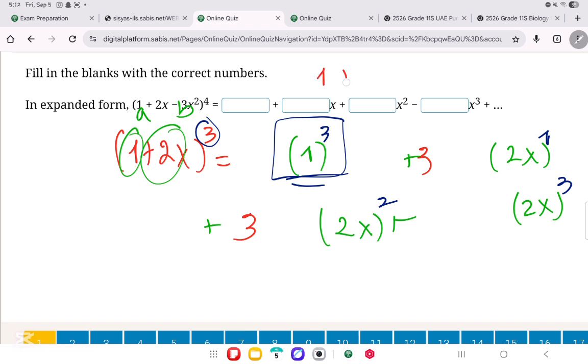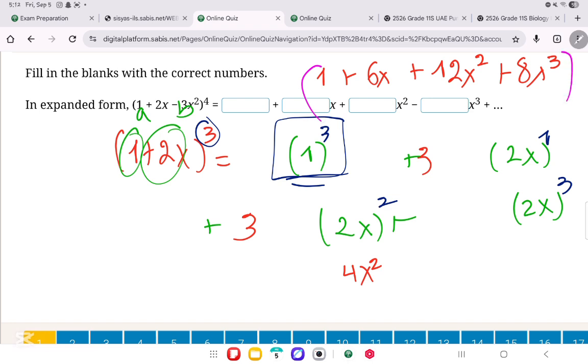We will have 1 plus 3 times 2x, that's 6x, plus 3 times 4x squared, that is 12x squared, plus what? Plus 8x to the power of. Now, before we jump to the conclusion that this is directly our answer, we have to look back on our paper. What did we write on the paper?